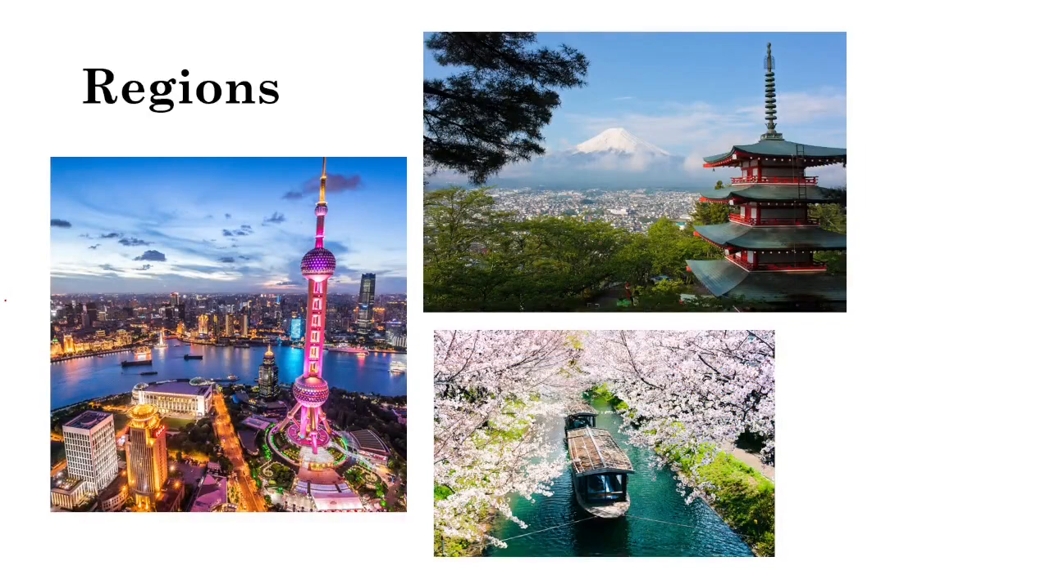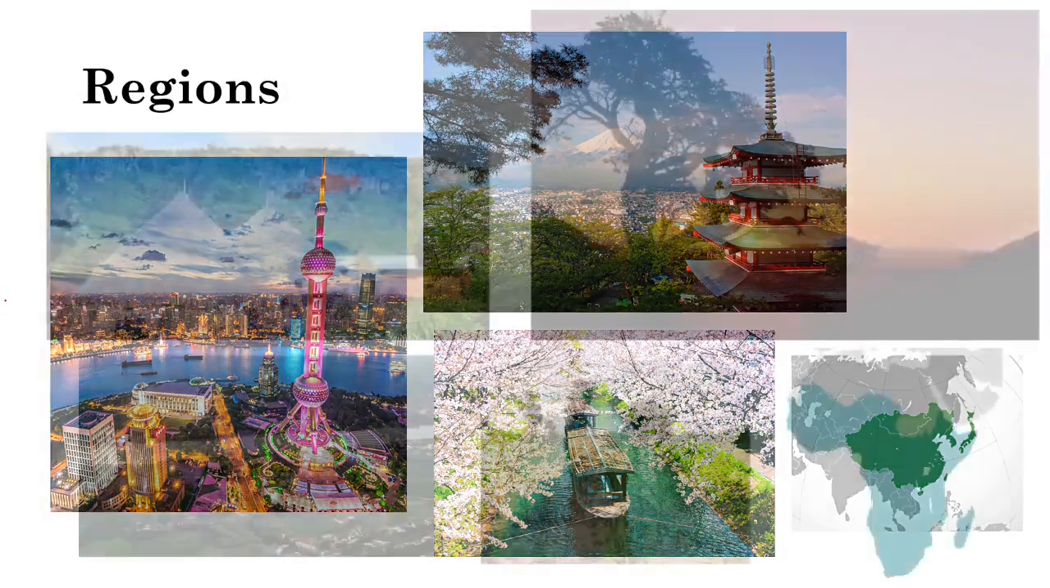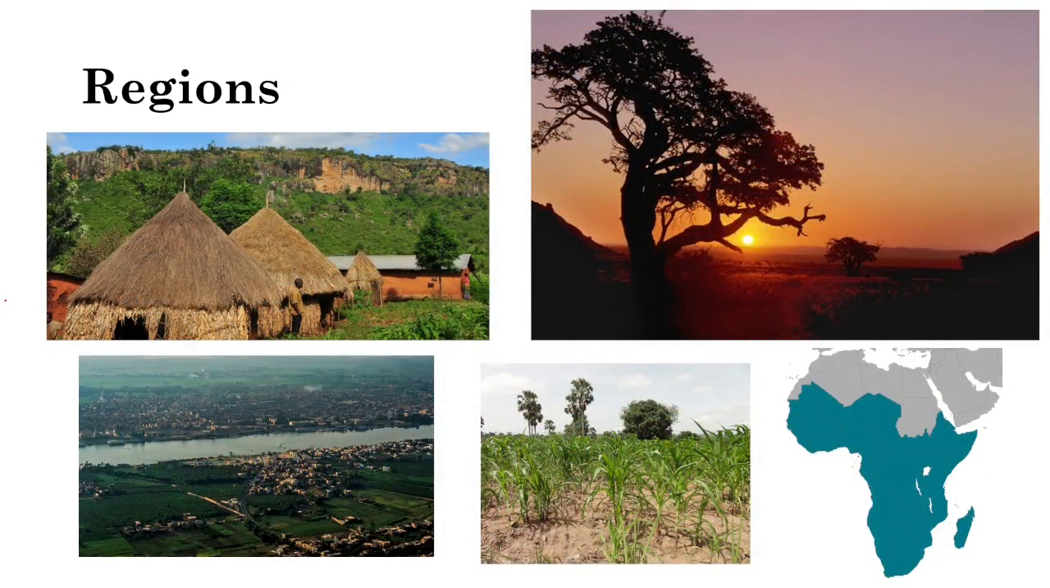All right, here's another one. You can probably tell, okay, this is in Asia. What region of Asia is this? This is East Asia, which has Japan, China, the Korean Peninsula, Mongolia, as well as some other areas of Asia as well. Okay, here's another one. This is Sub-Saharan Africa. This one's probably a little harder for you to guess.